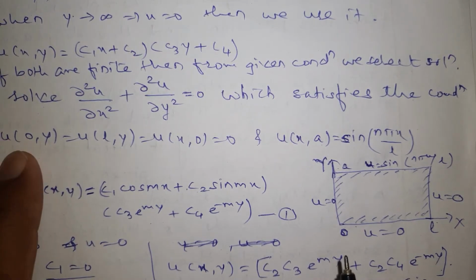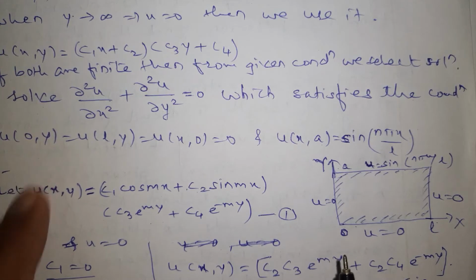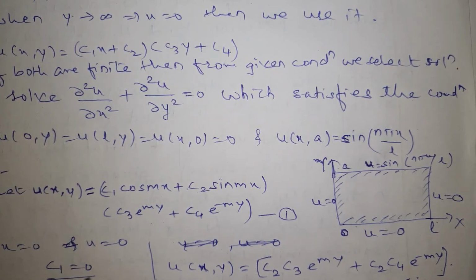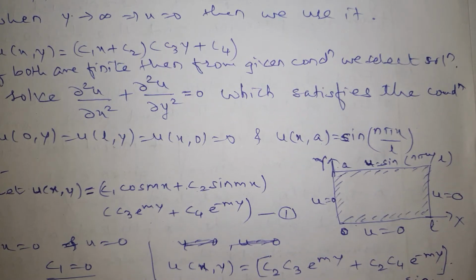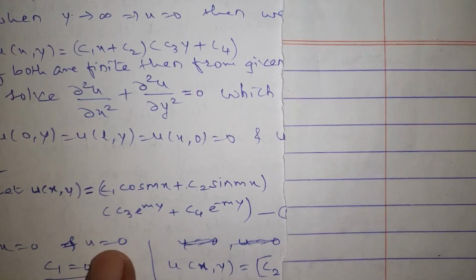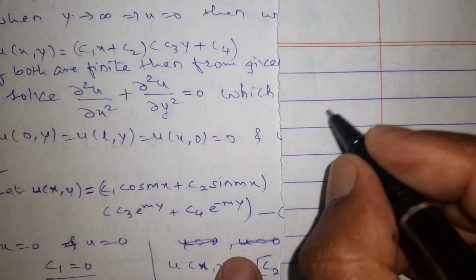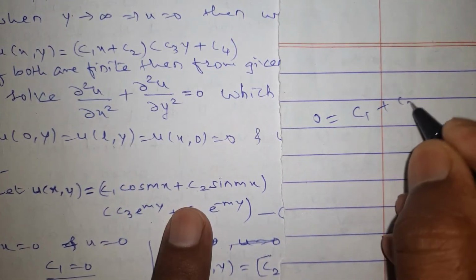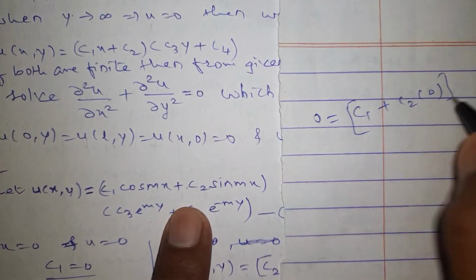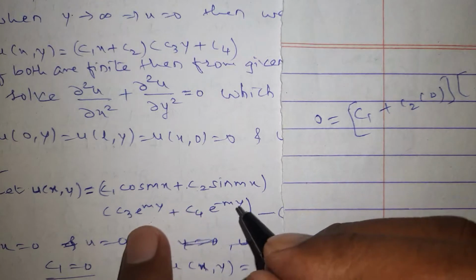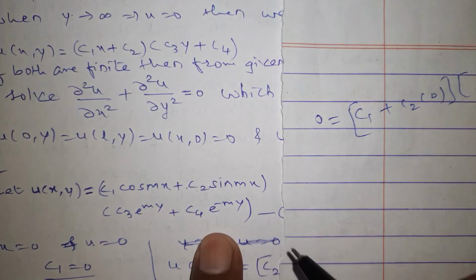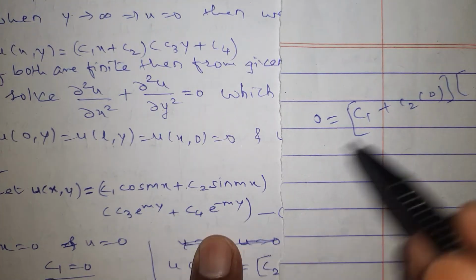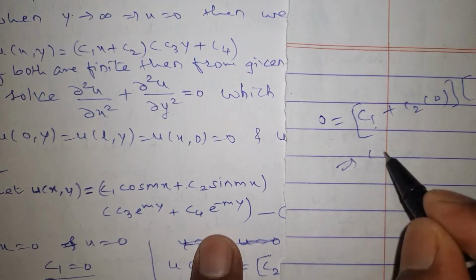Now use the first condition. What is our first condition? u of 0,y equal to 0, meaning I put x equal to 0, u equal to 0. Let's do it. What will you get? If I do that, x equal to 0, u equal to 0, means 0 is equal to c1 cos 0, which is 1, plus c2 into sin 0, which is 0. And here the bracket c3 e^(my) plus c4 e^(-my) remains as it is, because we are going to substitute only x equal to 0. So from this, either this bracket equal to 0 or c1 equal to 0. So I get c1 equal to 0.